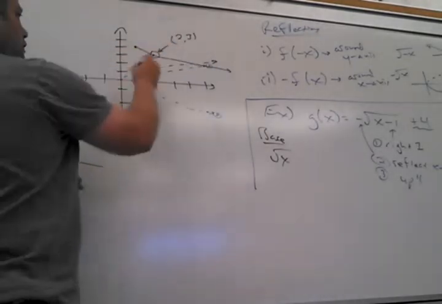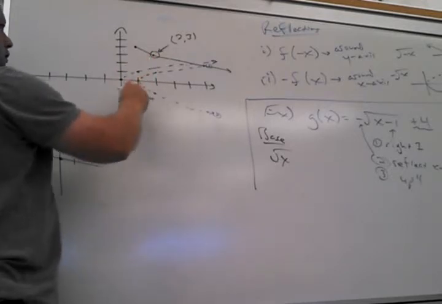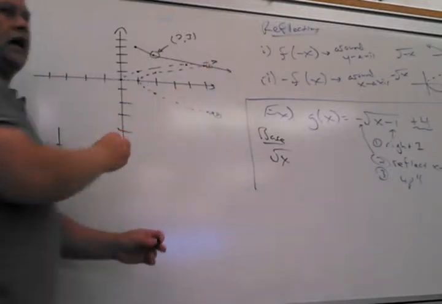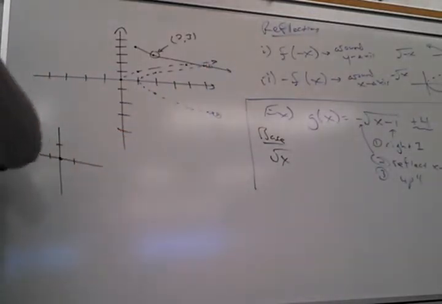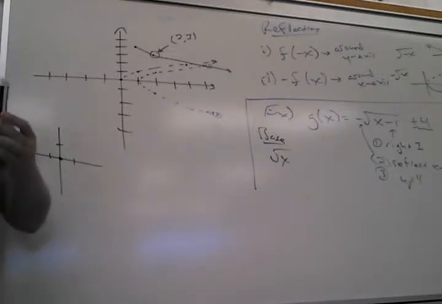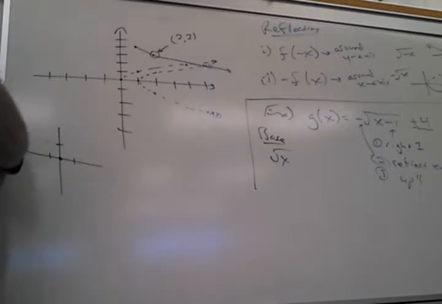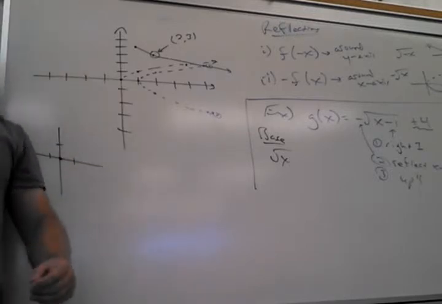So my anchor points for this were 0, 0. The square root of 0 is 0, square root of 1 is 1, square root of 4 is 2. So those were my anchor points. And then I just move those points around. It's a hell of a lot easier than how the hell am I going to move this freaking shape around? No, just look at the points and just move them around and then fill the shape back in.